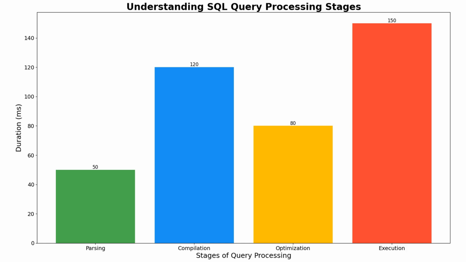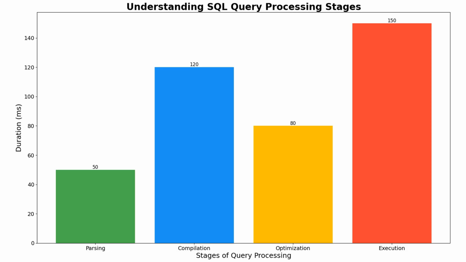150 milliseconds. Now, from these numbers, we can observe some clear patterns. Execution consumes the most time at 150 milliseconds, which is about 37.5% of the total 400 milliseconds. After that, we see compilation at 120 milliseconds, making up 30%. Optimization contributes a solid 80 milliseconds, or 20%, while parsing, the smallest segment, comes in at 50 milliseconds, only 12.5%. This distribution highlights something quite interesting.